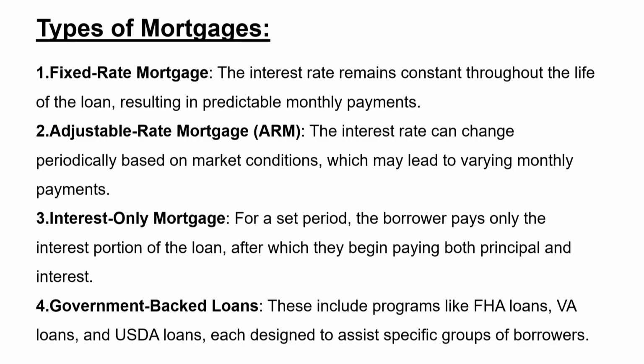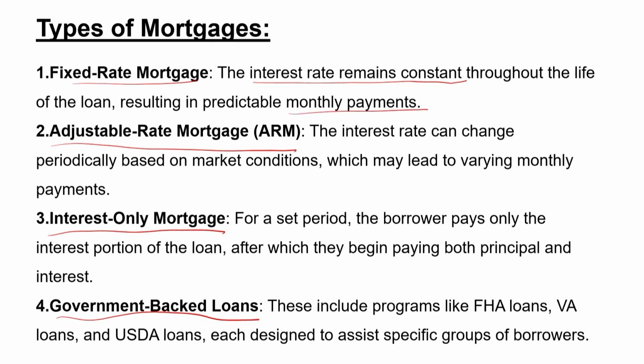Now the types of mortgages are fixed rate mortgages, adjustable rate mortgages, interest only mortgages, and government bank loans. The fixed rate mortgage is that particular type of financing facility where the interest rate for the whole period of the loan will remain the same. So every month your monthly payments will be equal and predictable. You need to pay a fixed percentage of interest throughout the time of loan repayment in case of the fixed mortgage.